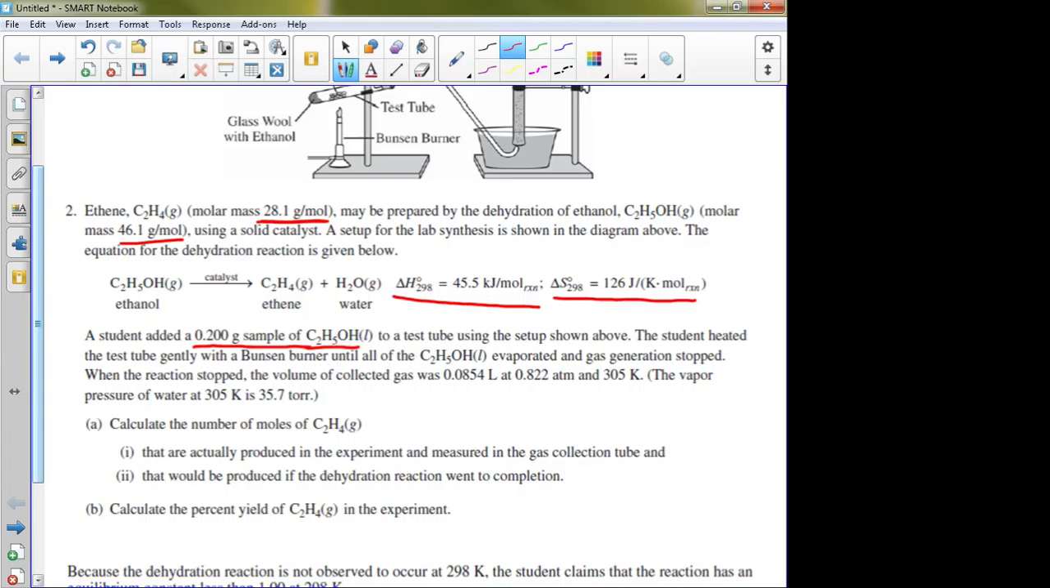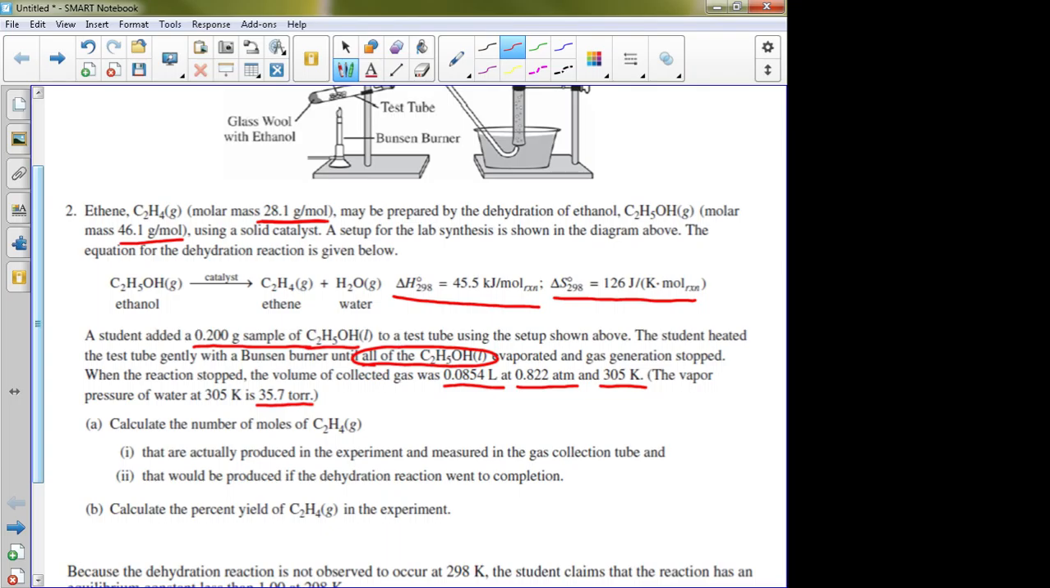The student heated the test tube gently with a Bunsen burner until all of the C2H5OH evaporated and gas generation stopped. So this lets me know the reaction went to what? Completion. The reaction went to completion. When the reaction stopped, the volume of collected gas was 0.0854 liters at 0.822 atmospheres and 300 Kelvin. The vapor pressure of water at 305 Kelvin is 35.7 torr.